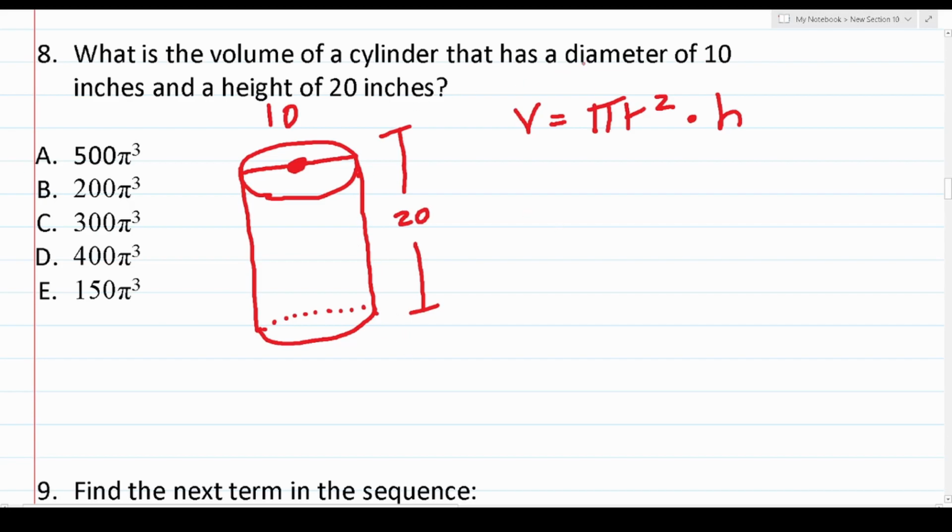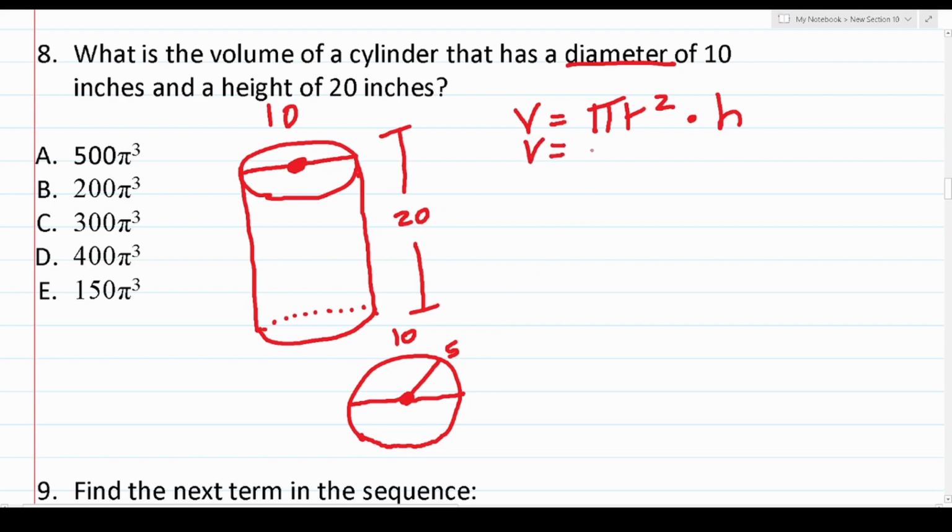That said, we were given the diameter instead of the radius. In case it's not obvious, again, this is a top-down view of our cylinder here. We know the distance from here to here is 10. We want to figure out what the radius is, and the radius is always from the center point to one edge of the circle. The radius is always half the distance of the diameter. So if the diameter is 10, the radius is going to be 5. Okay, so in place of r, we'll put 5, and in place of height, we're going to put 20.